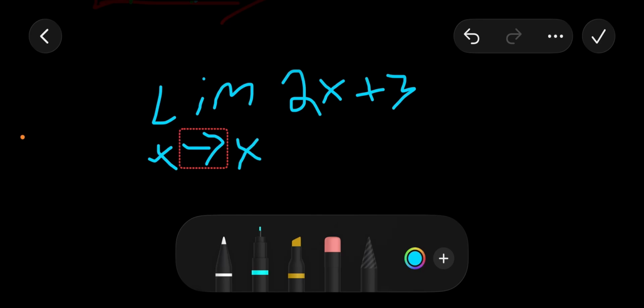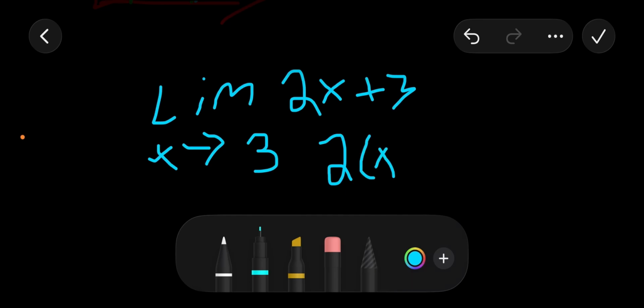So limit is when x gets extremely close to a number without reaching it. So in this context, 2x plus 3, but x is getting very close to 3. But in this context, we could just plug in 3 and get the answer. So 2 times 3 plus 3, that's 6 plus 3, and that's 9.